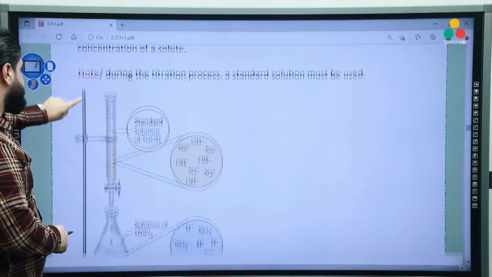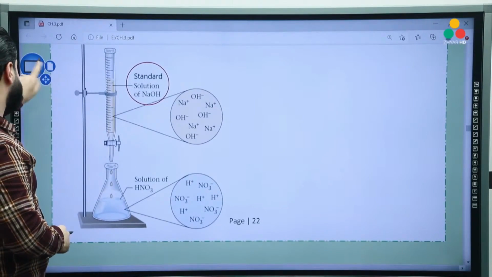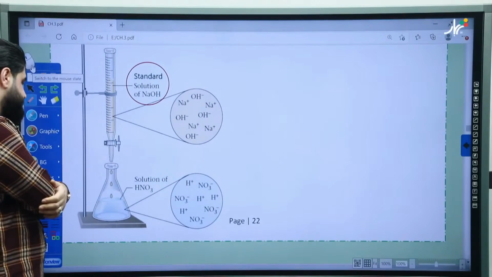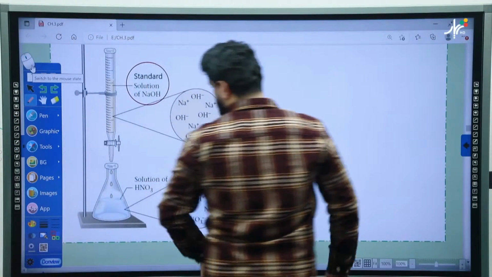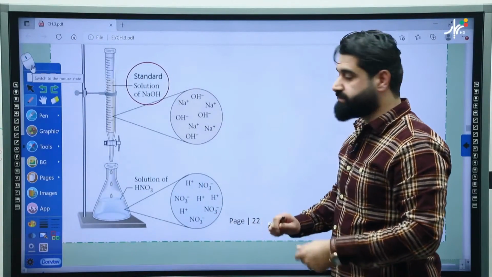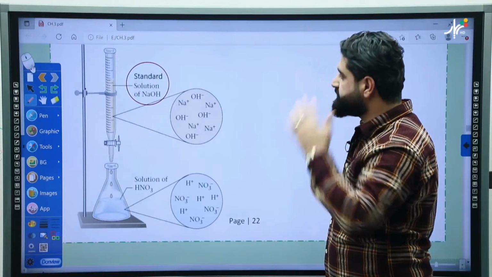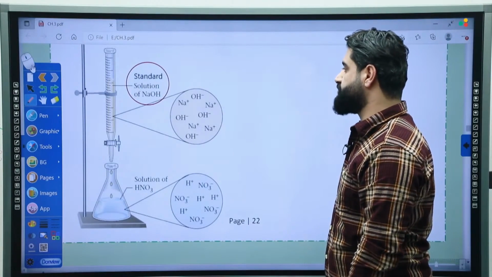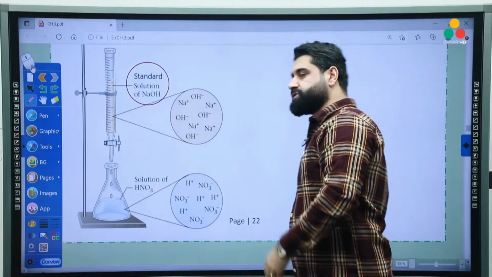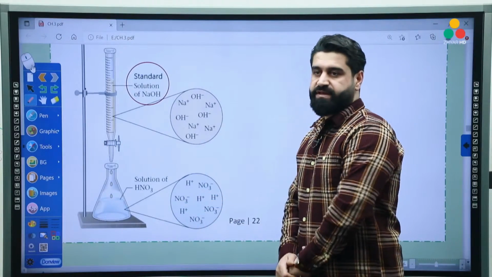Actually, this is apparatus of titration. Well, let's get back to the titration. This is apparatus of a titration manually, and now this process is instrumentized. Based on the instrument, we can do this very easily.